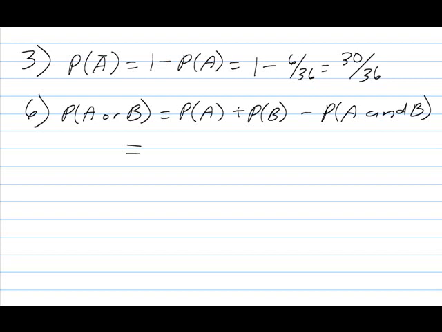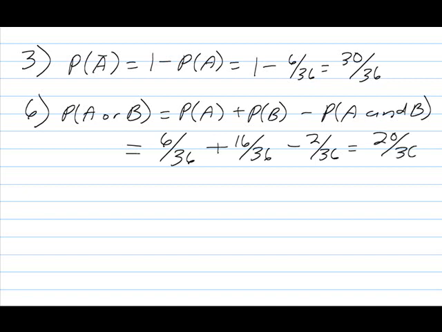So basically what you're doing when you subtract out the probability of A and B is you're subtracting out that overlap. So in this case, the probability of A is 6 over 36. The probability of B is 16 over 36, but then we're subtracting out those 2 elements that are in both, so we don't count them twice, and that gives us our 20 over 36, which is what we said the probability of A or B should be.